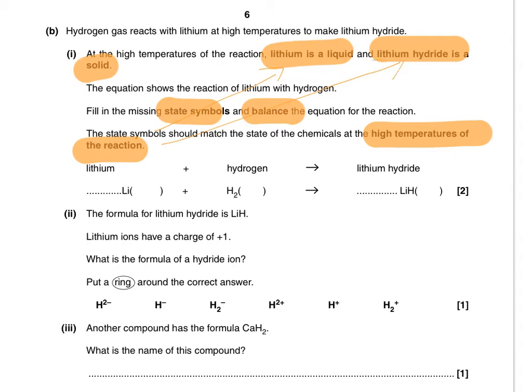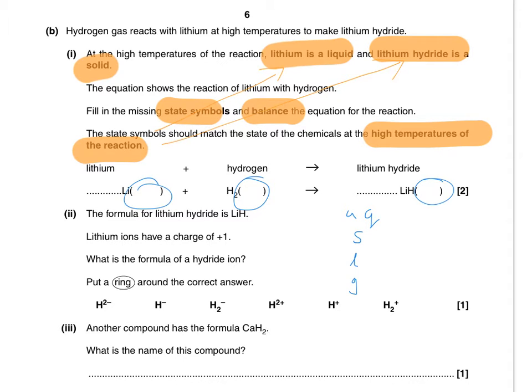Because lithium is usually, well, at room temperature it would be a solid. So, probably the first thing to do is to put in the state symbols. Okay, so this should be fairly obvious. They go in here, and here, and here. And remember, the state symbols we can use are aq, solid, liquid, or gas.